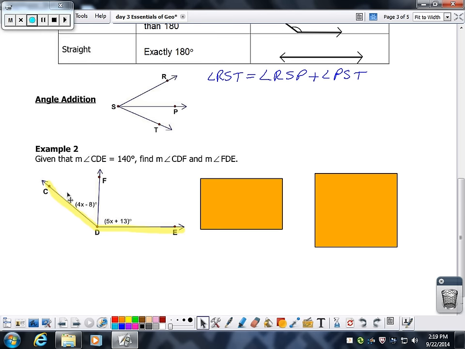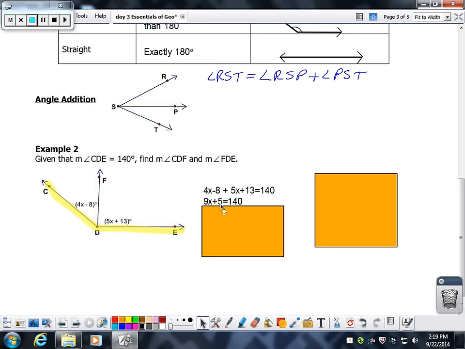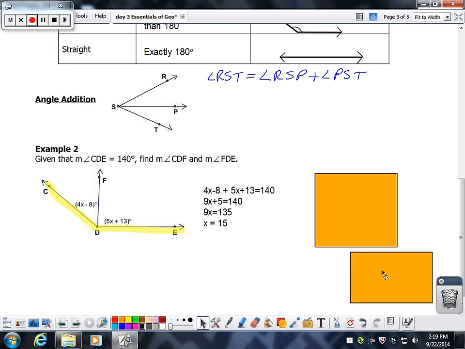Given that angle CDE equals 140 degrees, we want to find the measure of angle CDF and the measure of angle FDE. Based on angle addition postulate, we know that 4x minus 8 plus 5x plus 13 is going to equal 140 degrees. If I combine like terms, I have 9x plus 5 equals 140. I'll subtract 5 from both sides, which gives me 9x equals 135. Therefore, x equals 15.